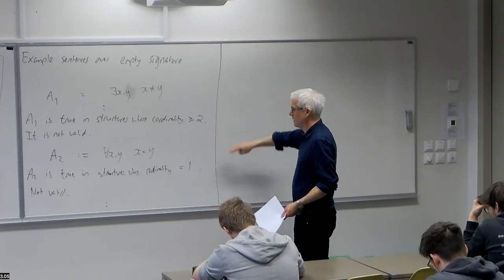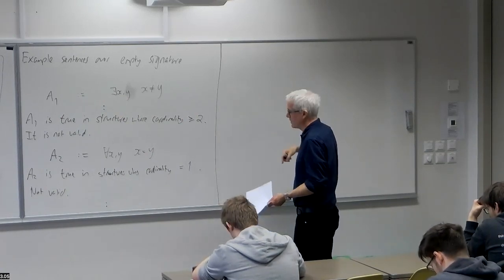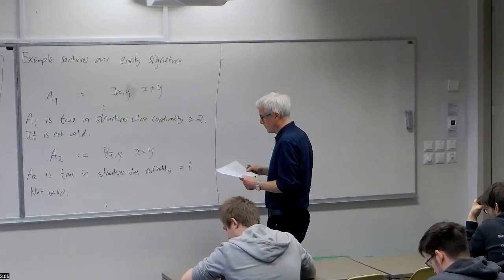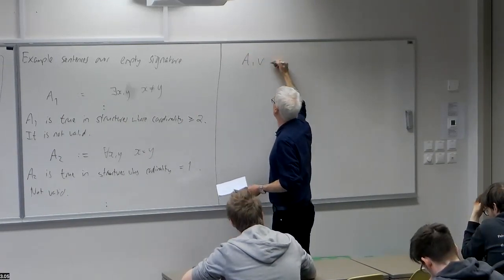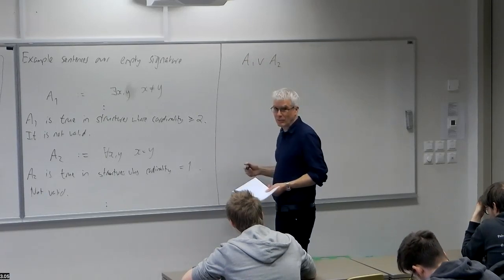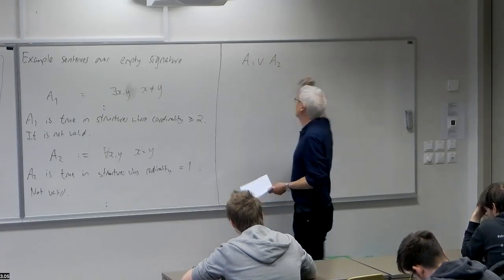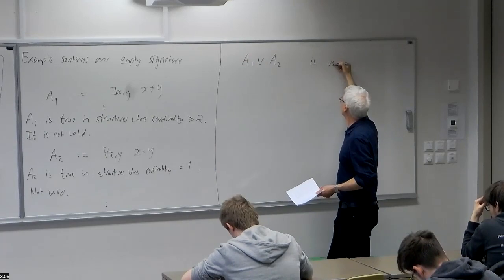Okay, so those are two non-valid sentences, but they express interesting properties of structures. And of course, A2 is the negation of A1. If we consider the disjunction, this is valid.